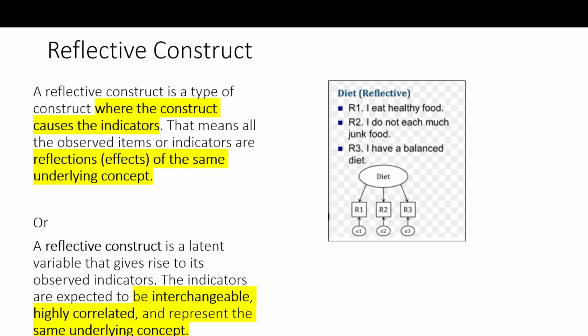Now let us see what is a reflective construct. A reflective construct is a type of construct where the construct causes the indicators. That means all the observed items or indicators are reflections of the same underlying concept. Or we can say a reflective construct is a latent variable that gives rise to its observed indicators. The indicators are expected to be interchangeable, highly correlated, and represent the same underlying concept.